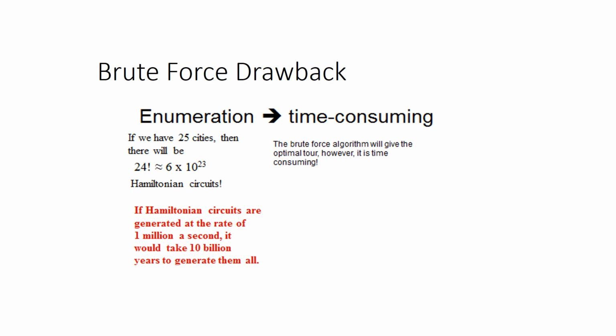So the brute force algorithm will give an optimal tour. However, it is time consuming. Even with the computer, if Hamiltonian circuits are generated at the rate of 1 million a second, it would take 10 billion years to generate them all on these 25 cities.